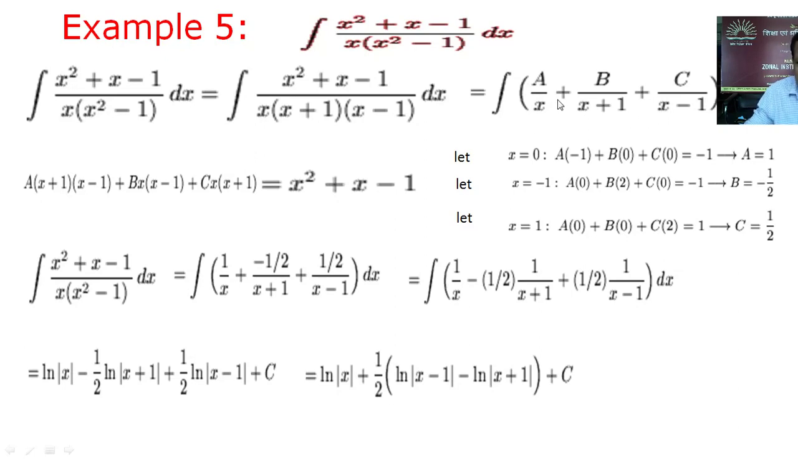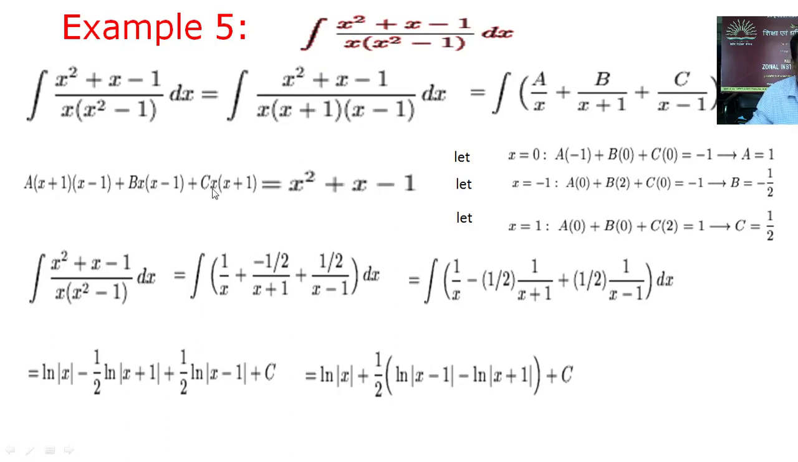So this is, on taking the LCM, the denominator becomes x into x plus 1 into x minus 1. This is cancelled with this denominator. In the numerator on the right hand side, we will be left with a into x plus 1 into x minus 1 plus bx into x minus 1 plus cx into x plus 1. That becomes the numerator of left hand side. It is x square plus x minus 1.